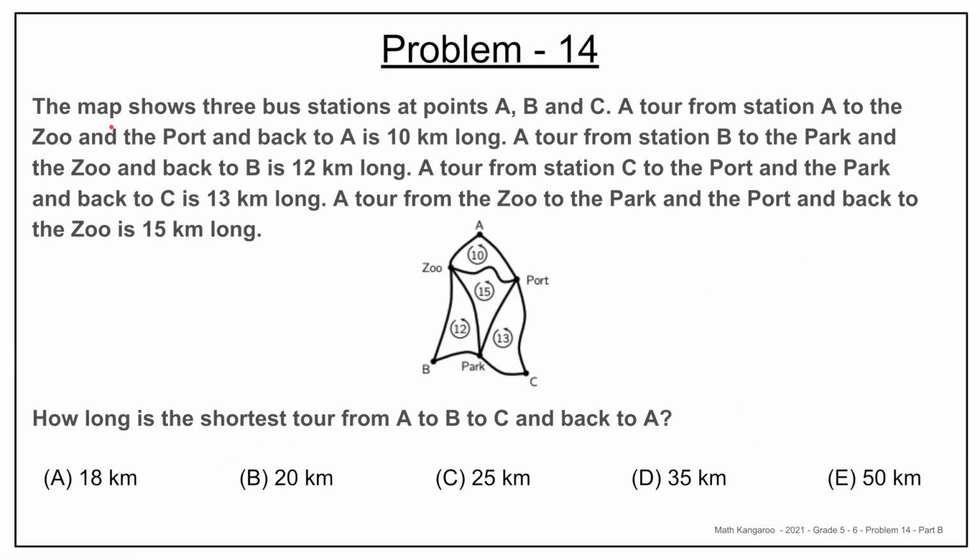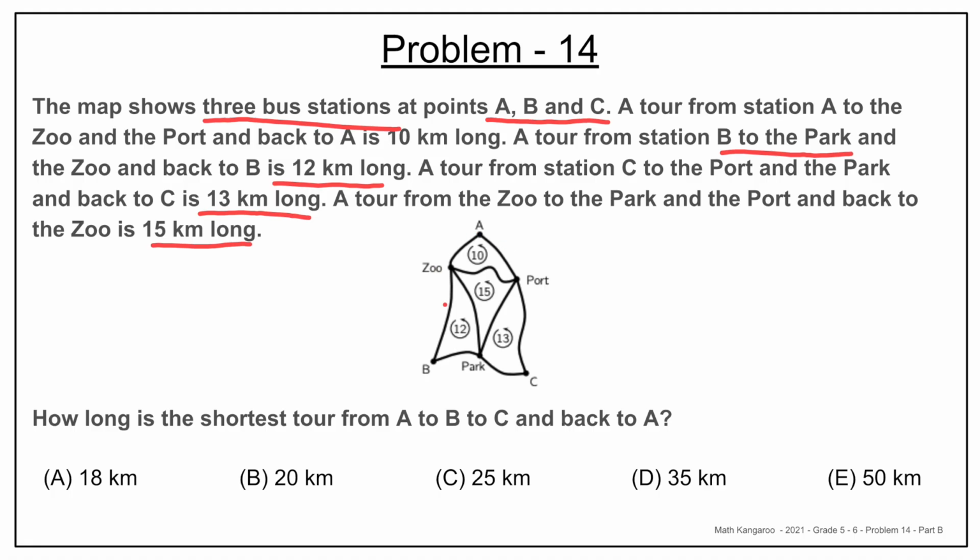Problem 14. The map shows 3 bus stations at the points A, B and C. A tour from station A to the zoo and the port and back to A is 10 km long. A tour from station B to the park and the zoo and back to B is 12 km long. A tour from station C to the port and the park and back to C is 13 km long. A tour from the zoo to the park and the port and back to the zoo is 15 km long.